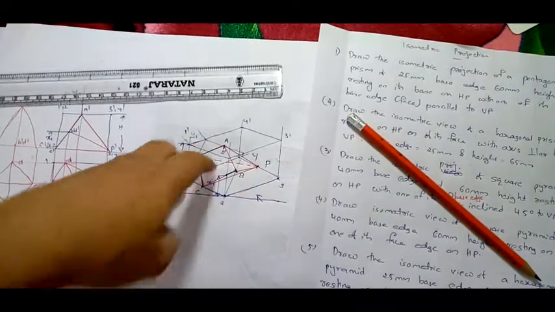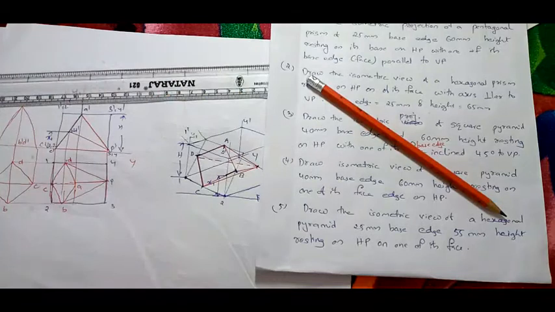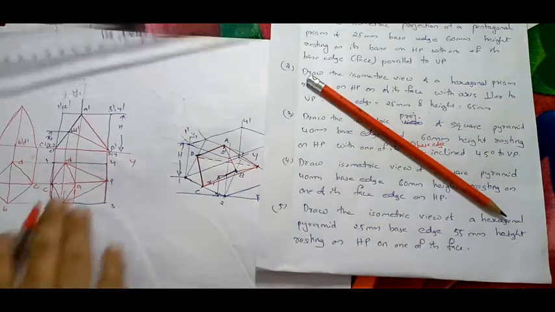So actually this edge should be outside, this CP should be inside while you are drawing. Now we'll move to the last question, fifth question. See, draw the isometric view of a hexagonal pyramid, അല്ലേ? 25 base, 50 height, resting on HP on one of its face ആണ്. സോ നോക്കി, അതിൻ്റെ ഞാൻ ഓൾറെഡി വരച്ചിട്ടുണ്ട്.